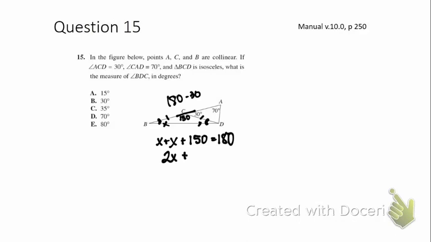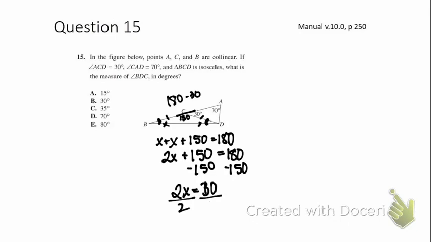So 2x plus 150 equals 180. Subtract this off. And then divide by 2. So x has to equal 15. That might be one, honestly, that you could ballpark. That angle's so small, I think it's obvious that it's smaller than this 30 right here. So there's only one answer that's smaller than 30, so it has to be 15.